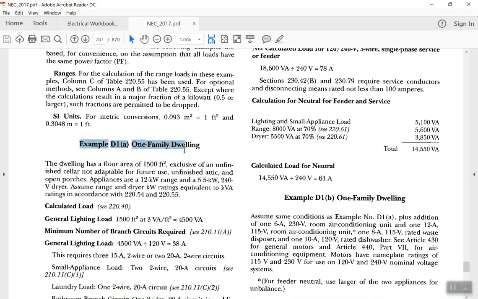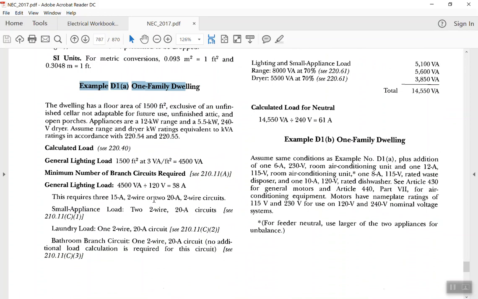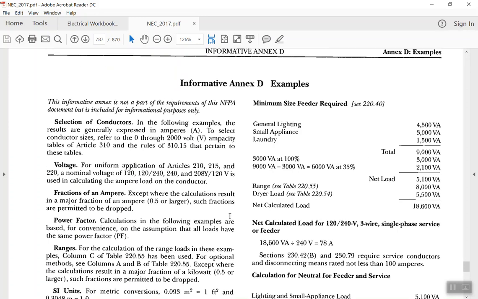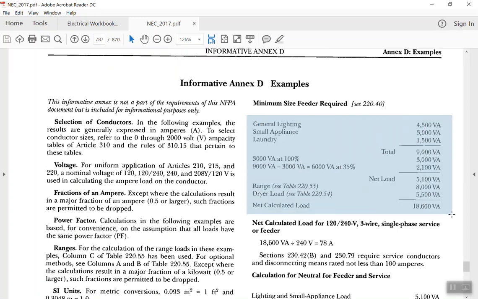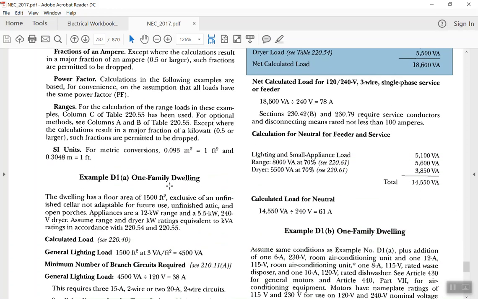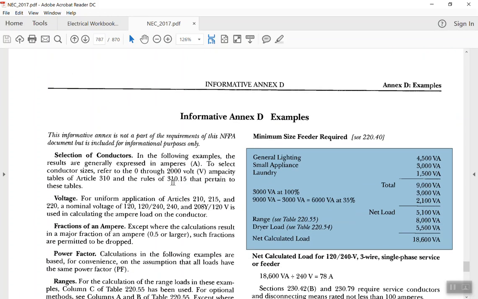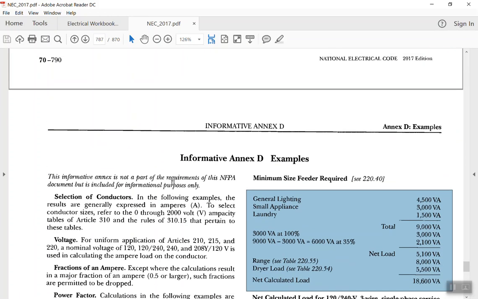So example D1A, one family dwelling, and you can kind of see how they do this thing here. That's a 1,500 square foot home times 3, gives you the load for the lights, right? And then you got small appliance and you got laundry. All these things need to be added up, okay? And you can see how they do it here in the code book. That's a pretty good example right there. That's the math for example D1A, one family dwelling, there at the top of the page. Looks like page 791 on my book, the NEC 2017.